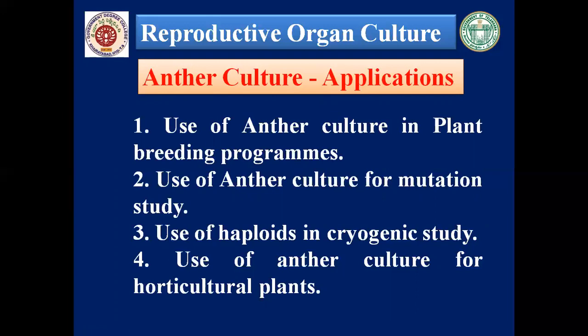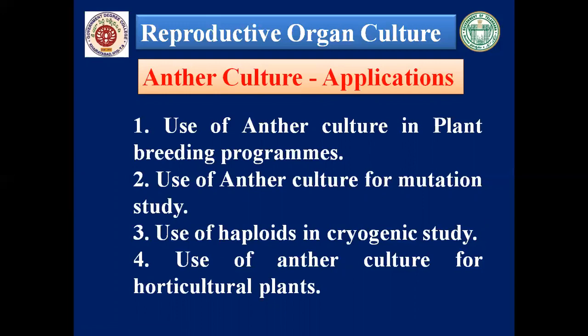This anther culture is very important because the main and foremost advantage of in vitro production of haploids over the conventional plant breeding method is the saving of time. This saving of time can be achieved very easily through anther culture. That's why anther culture is the most convenient method for in vitro production of haploid plants.